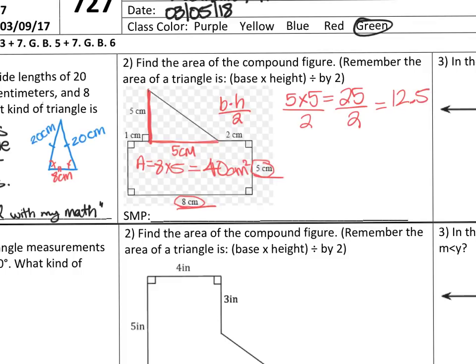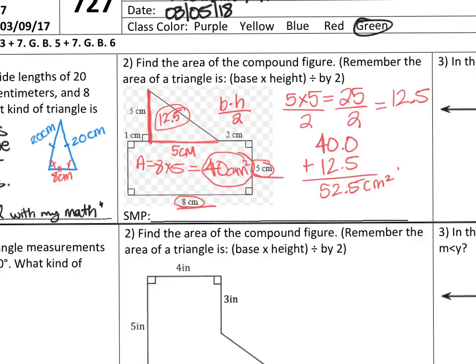That's the area of the triangle. Now I have to add the total areas to get the area of the compound figure. So I have 12.5 plus 40, which gets you 52.5 centimeters squared is the total area of the compound figure.